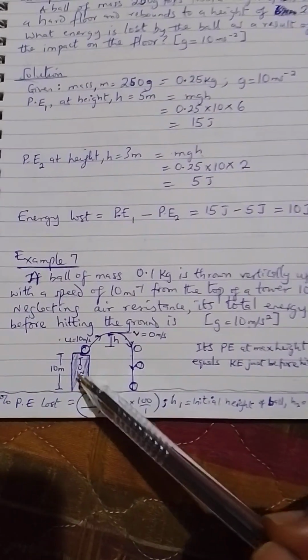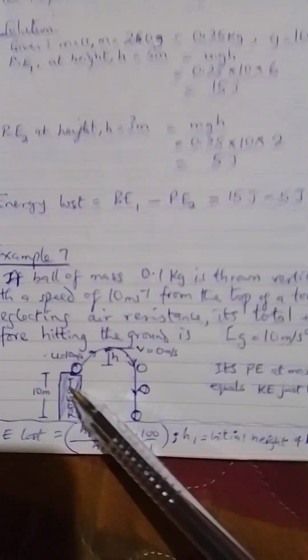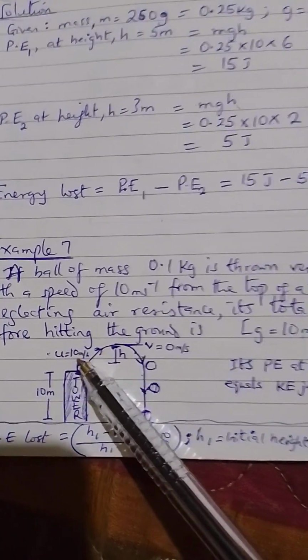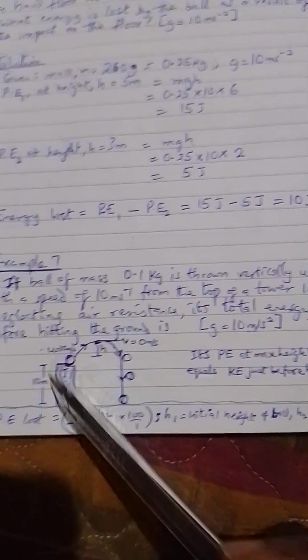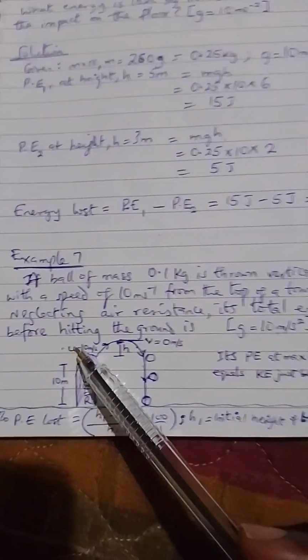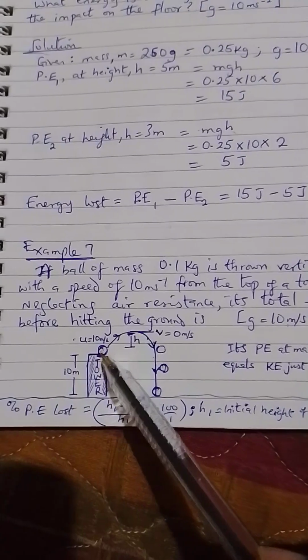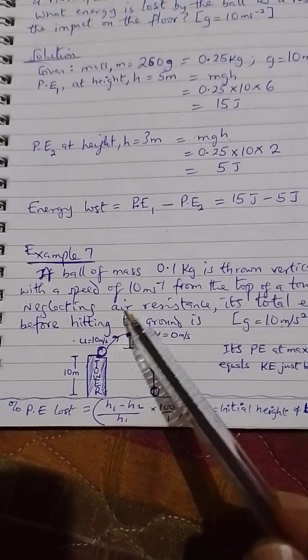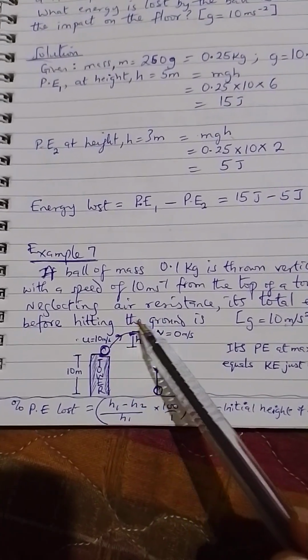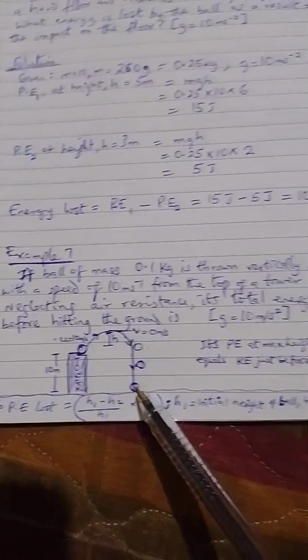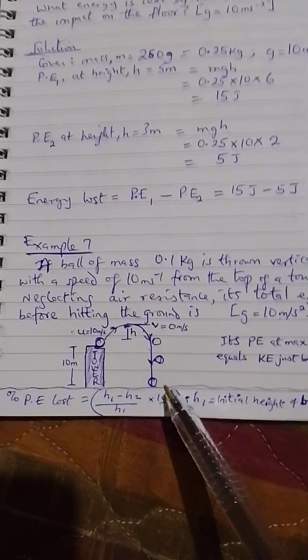Okay, so let's visualize it. This is the top of a tower. A ball is thrown with an initial velocity of 10 meters per second from the top of the tower. We have to find the total energy just before hitting the ground. The ball goes to the maximum height and then starts descending. So we are asked for the total energy just before hitting the ground. What's the total energy at this point?